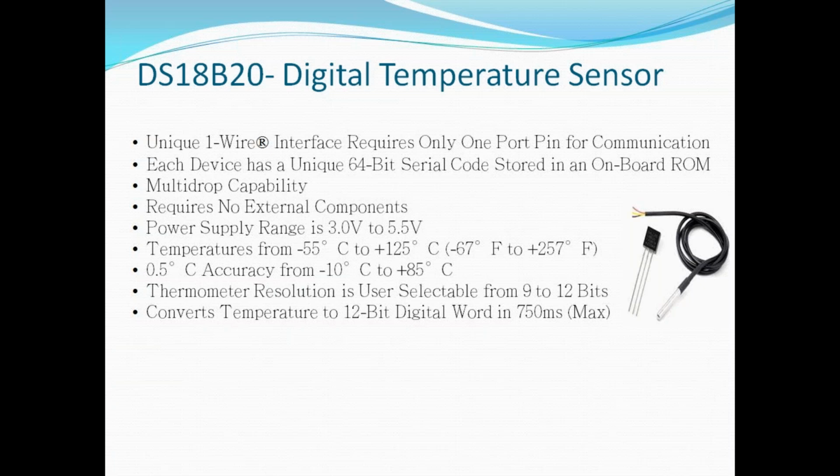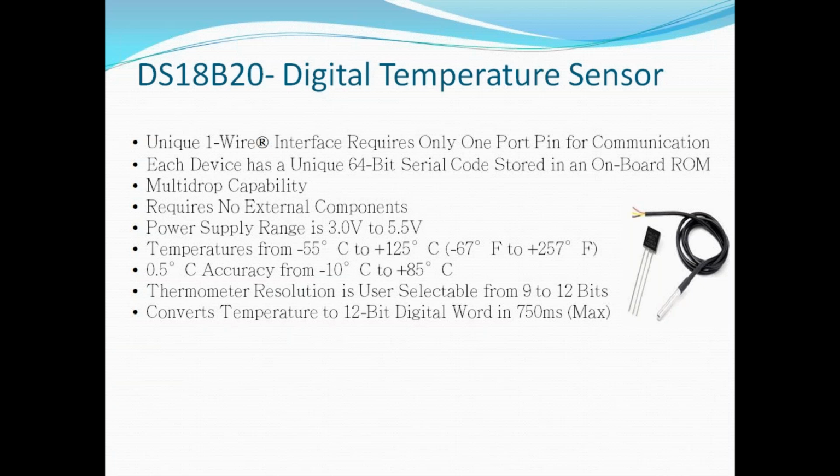The next point is that it requires no external component. That means we can directly connect DS18B20 to the microcontroller or microprocessor. We can program it, then we can remove it. After removal, you can actually program the high cut, low cut. The one sensor can be used without any other host.